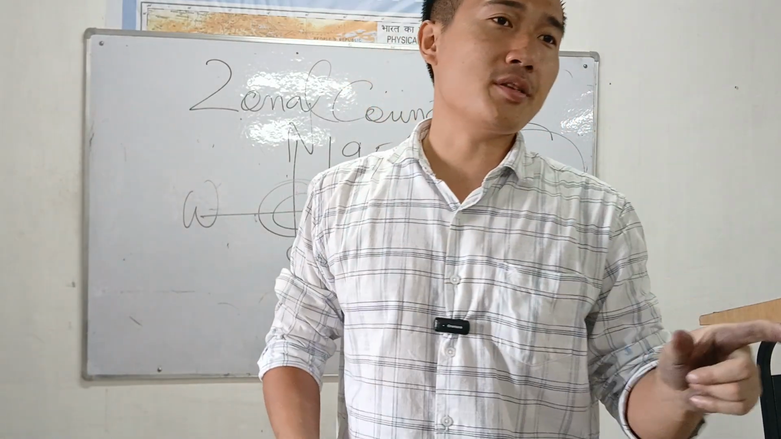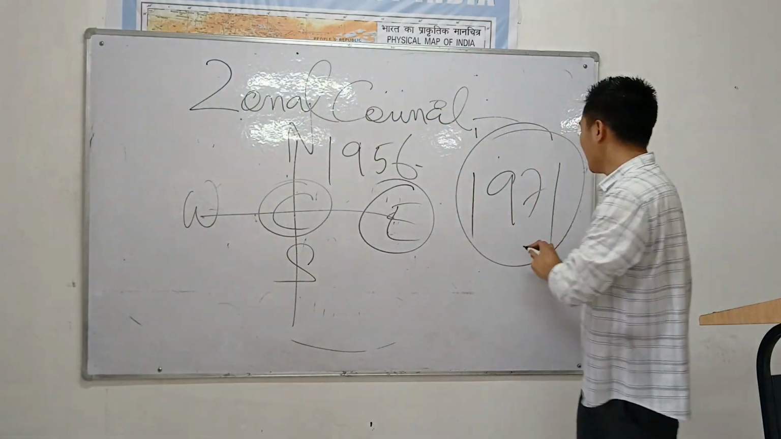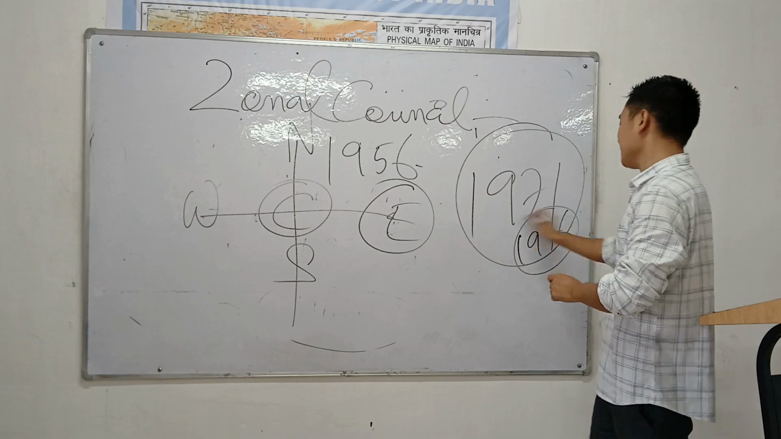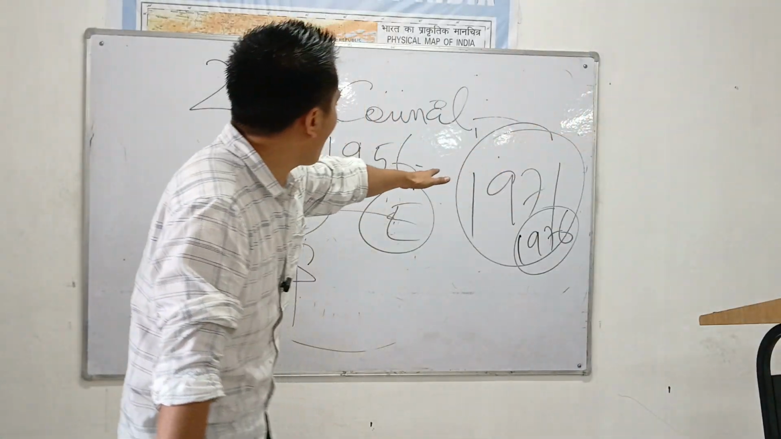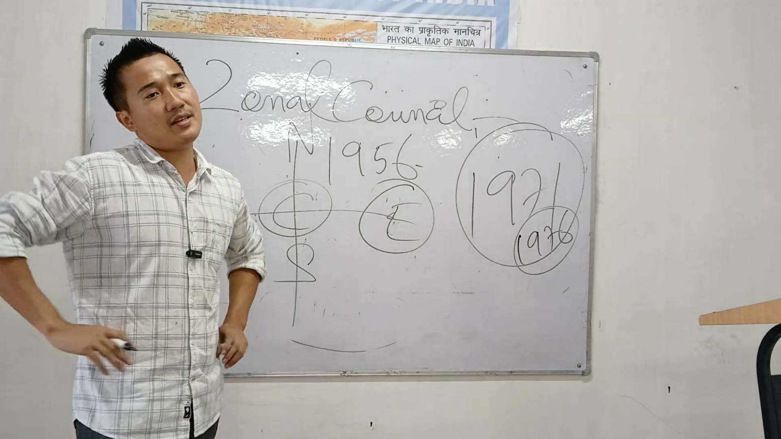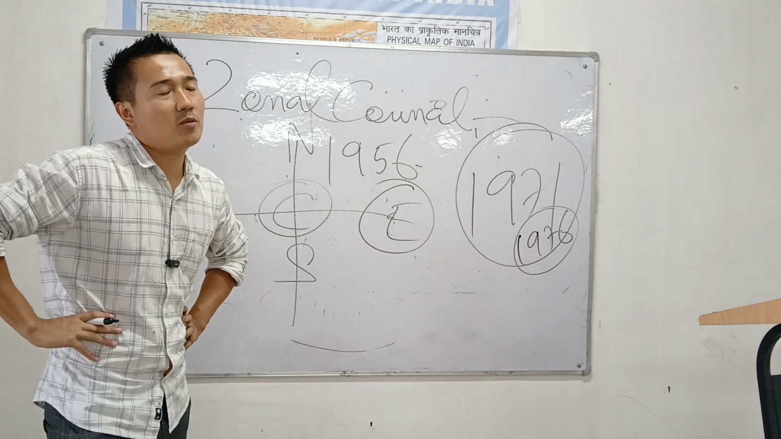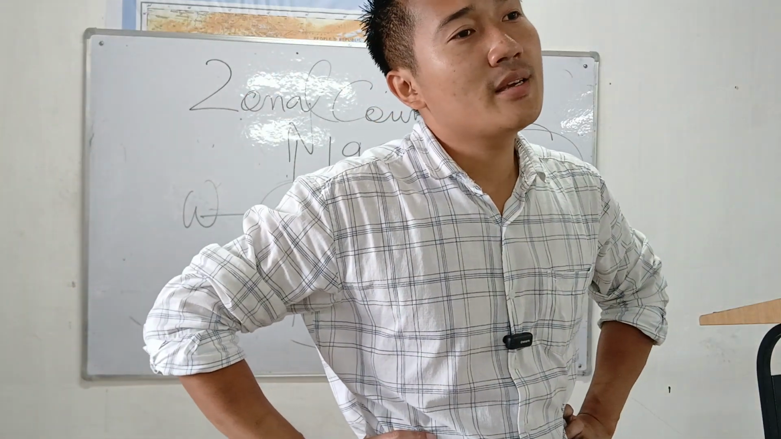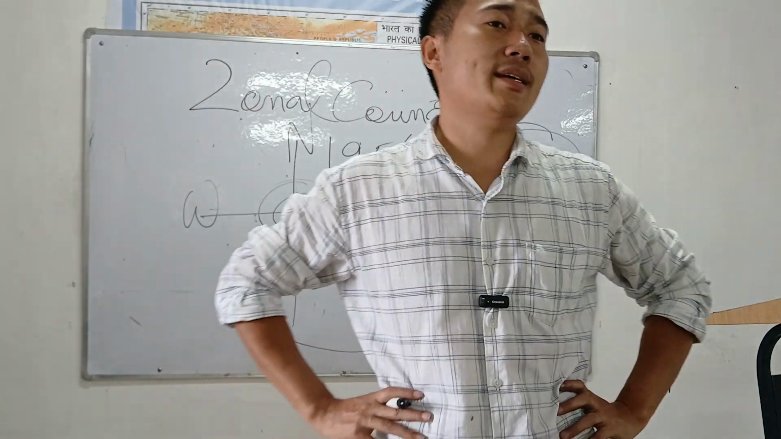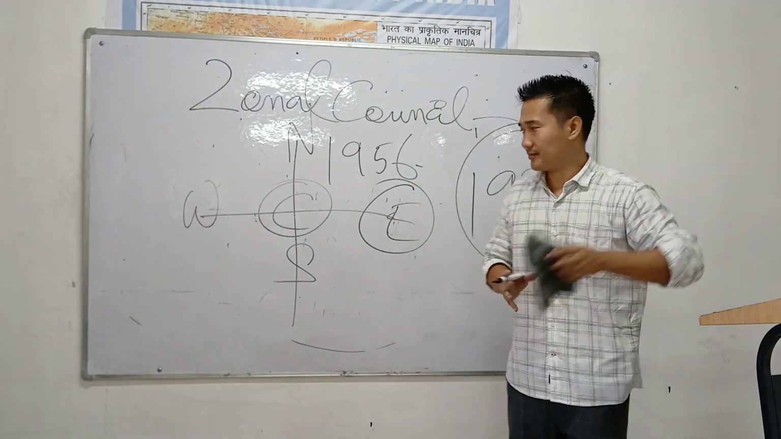And there might be questions: when did Nagaland become a member of the Northeastern Zonal Council? 1976. Nagaland became a member of the Northeastern Zonal Council in the year 1976, and the council was established in the year 1971. So presently, we have 6 zonal councils in India.